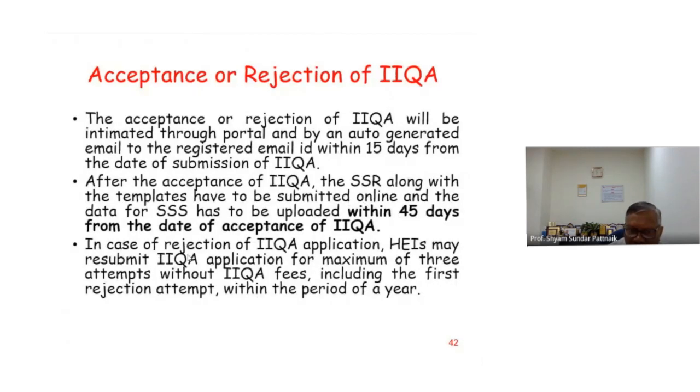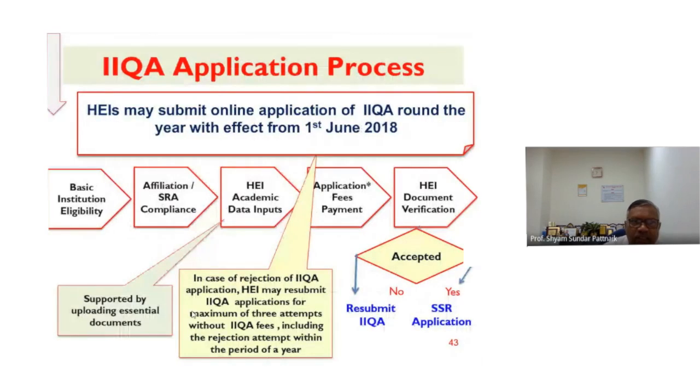And if it is rejected, then you can go for applying again, and a maximum of 3 attempts is allowed in a year. So without the fee, because already you have paid the fee, so therefore without the fee, 3 times in a year you can try for that. So that is the thing. So the IIQ application process is something like this.